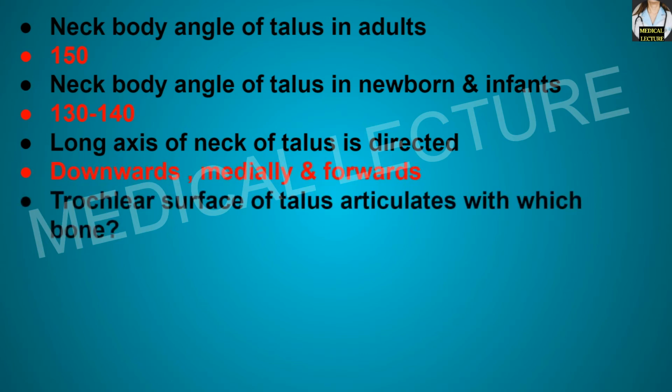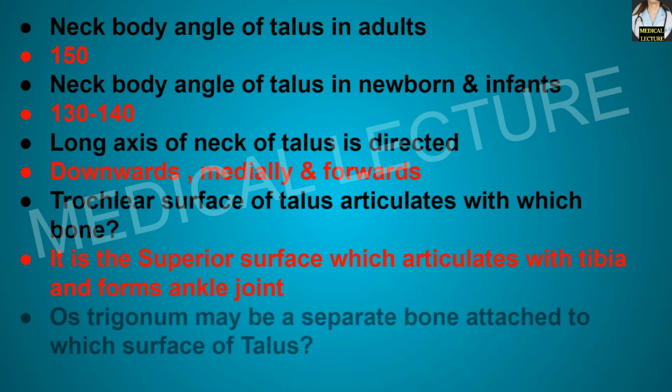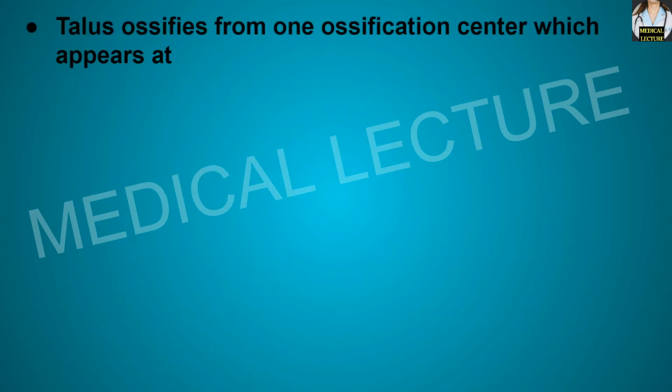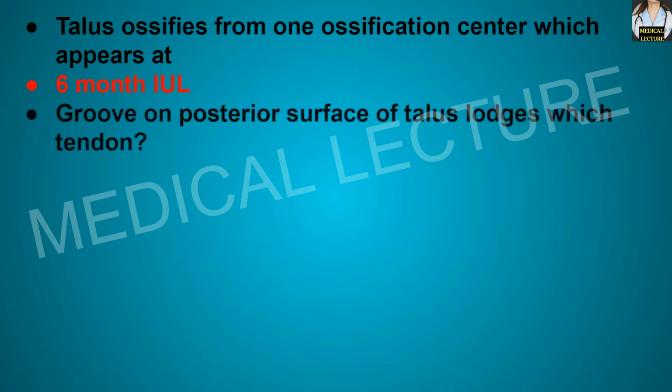The trochlear surface of the talus articulates with which bone? Trochlear surface is the superior surface of the talus which articulates with the tibia and forms the ankle joint. Os trigonum may be a separate bone attached to which surface of the talus? Posterior surface of the talus. Talus ossifies from one ossification center which appears at 6 months of intrauterine life. Groove on the posterior surface of the talus lodges which tendon? It lodges the tendon of flexor hallucis longus.